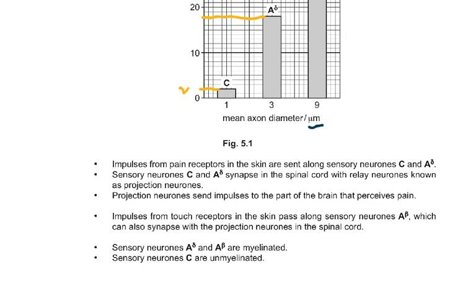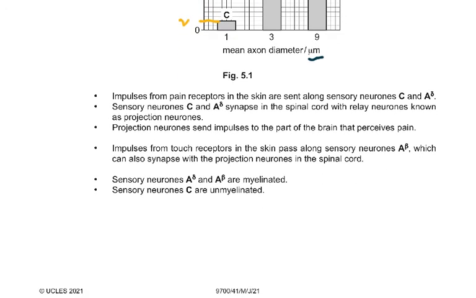Let's look at the question now. Impulses from pain receptors in the skin are sent along sensory neurons C and A delta. Sensory neurons C and A delta synapse in the spinal cord with relay neurons known as projection neurons. Projection neurons send impulses to the part of the brain that perceives pain. Impulses from touch receptors in the skin pass along the sensory neurons A beta, which can also synapse with the projection neurons in the spinal cord. Sensory neurons A beta and A delta are myelinated. Sensory neurons C are unmyelinated.